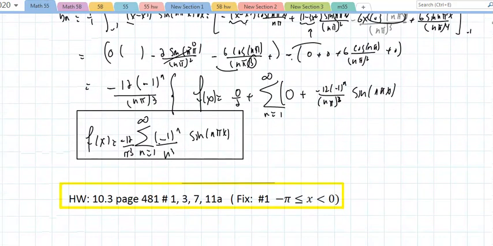And there's my homework. Fix number 1. Number 1 should be negative pi less than or equal to x less than 0.